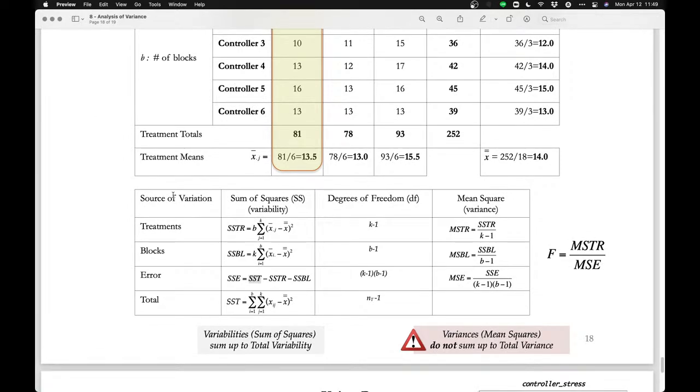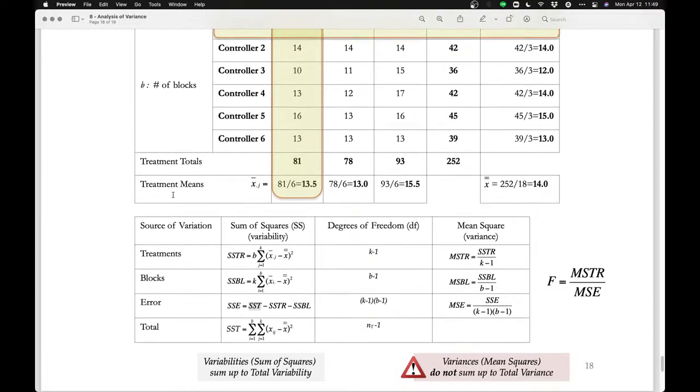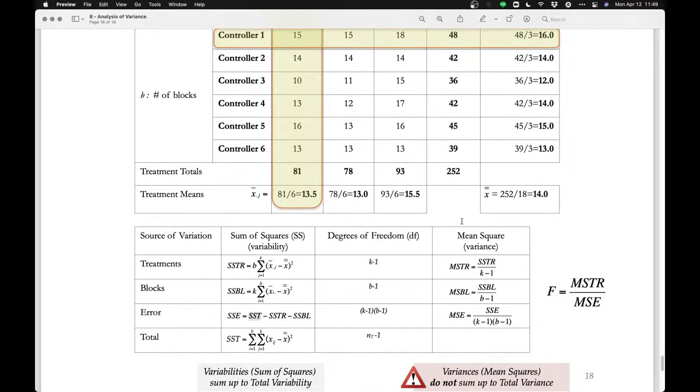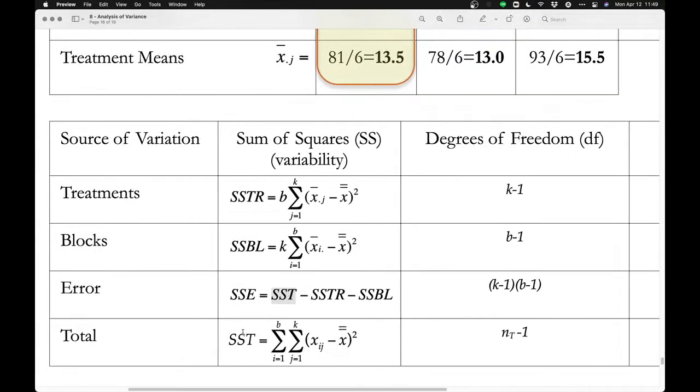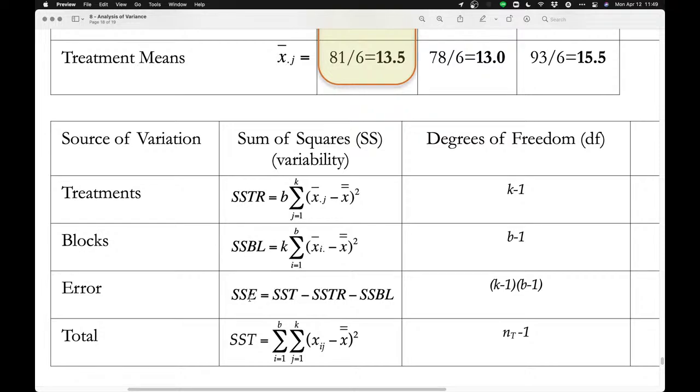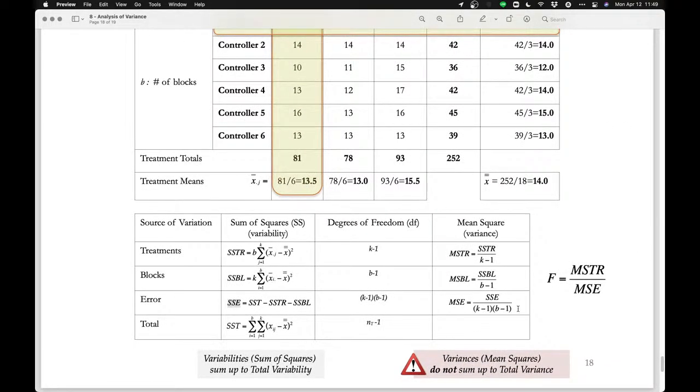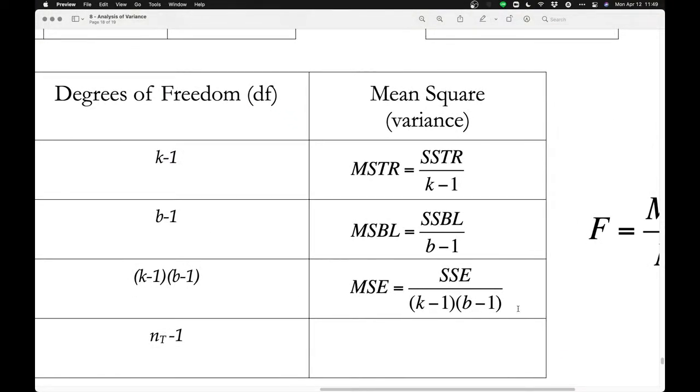Why are we doing it this way? Why don't we just subtract from the variances? Because we are only interested in the variances. And this is something that puzzles many people until you realize variabilities add up. The total variability is actually equal to the treatment variability plus the block variability plus the error variability. Okay? However, variances don't add up. If you take the treatment variance plus the block variance plus the error variance, you're not going to get the total variance of your system.